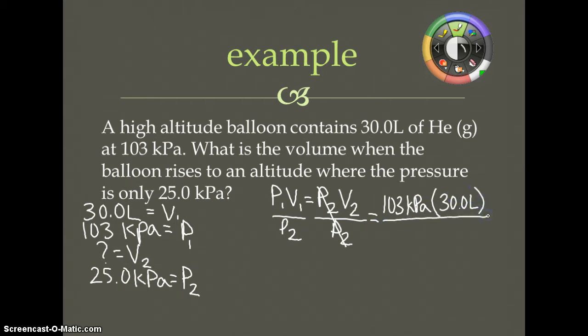And our P2 is 25 kPa. So our kPa's cancel. We're left with liters, which is what we're trying to find. They asked for volume here. So 103 times 30 divided by 25 gives us 123.6, and we need to go with 3 sig figs, so we're going to round this to 124 liters.